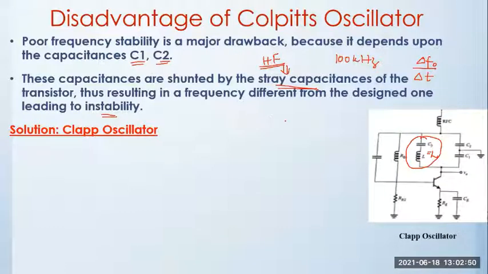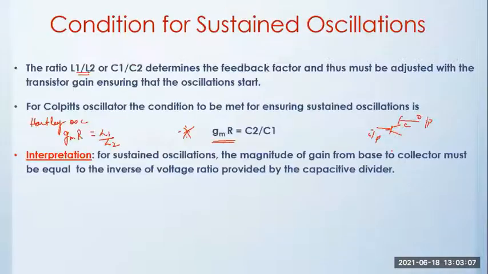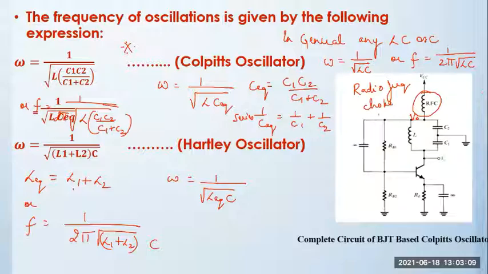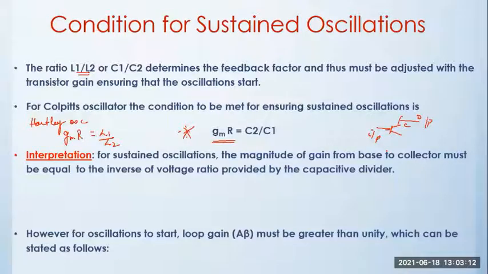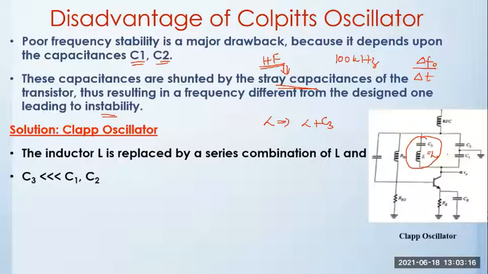So L is replaced with L plus a capacitor. I use a series combination of inductance and capacitance. The rest of the circuit is the same. If you observe, the rest of the circuit is same as we had written there. You see, we wrote a practical circuit here. The same circuit we have, except that here we are replacing the inductance used with L plus C3.